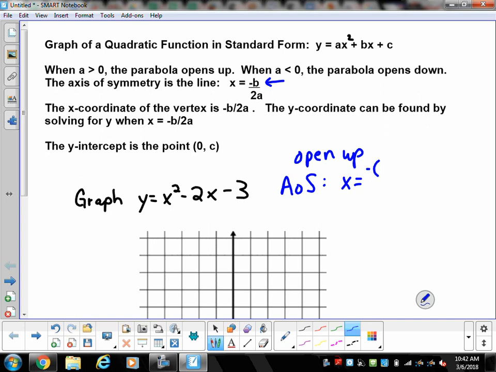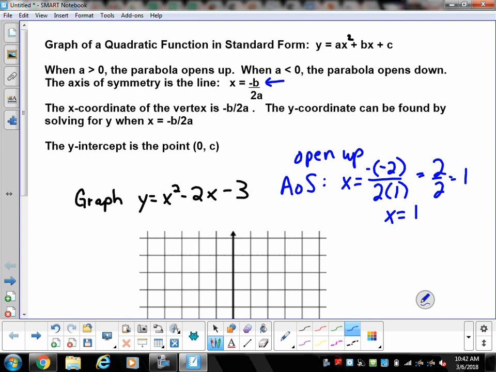So I'm going to actually write it out here. Negative b over 2 times a. And y'all just told me that a was 1, right? So when I do that, that gives me 2 divided by 2. So the axis of symmetry is going to be x equals 1.